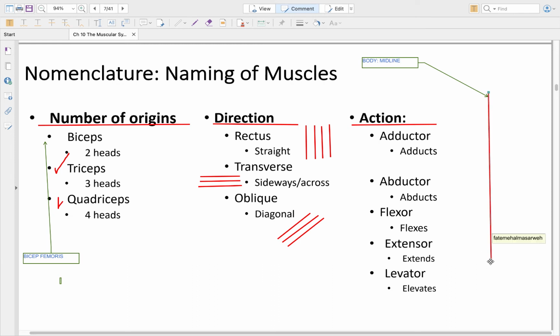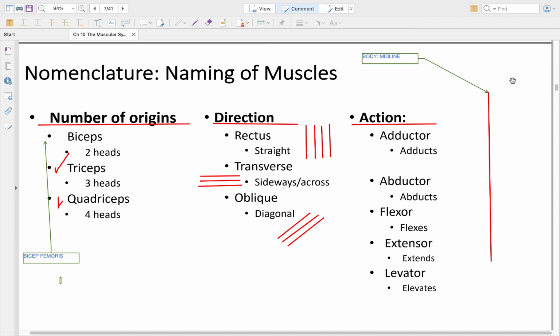Now, when our muscles are categorized based on their action, and we've learned some of these actions, we're going to go through them quickly. When something is an adductor muscle, it could be called adductor or abductor or flexor, extensor, levator. They have a particular action. Anything that is an adductor adds to the midline. In other words, it brings the muscle closer to the midline.